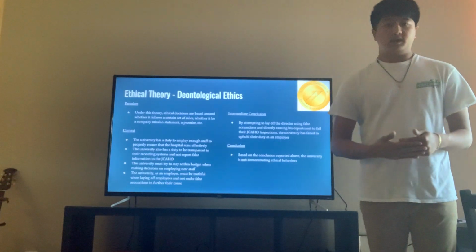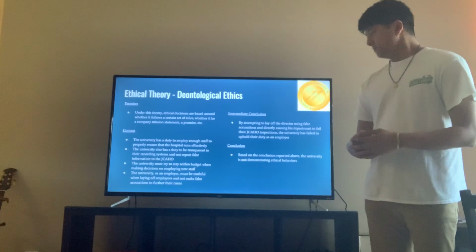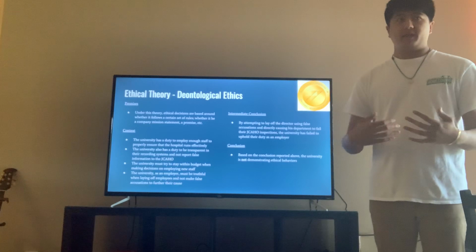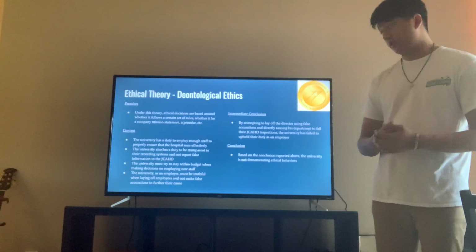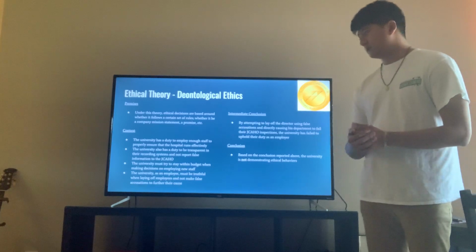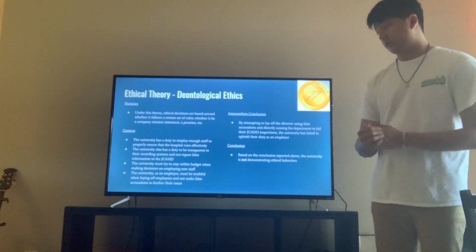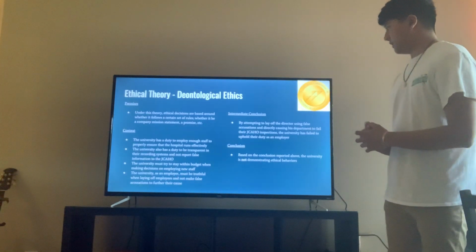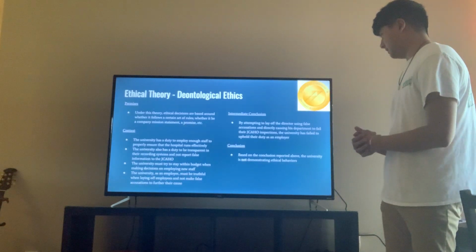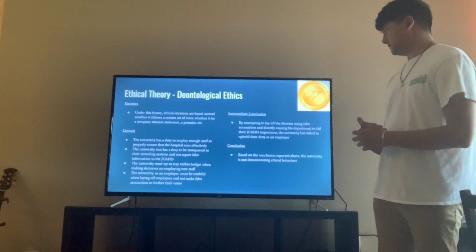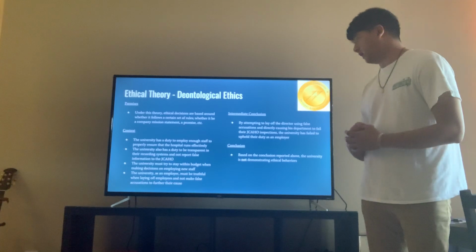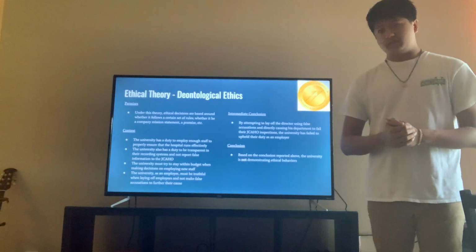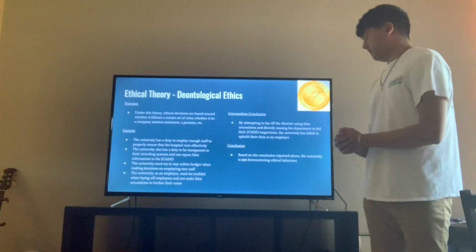The university also has a duty to stay within budget. So if they go over, then they end up having to cut money from other programs. And then the university also has a duty as an employer to the director to not ask him to resign for false reasons. The intermediate conclusion that I came up with states that by attempting to lay off the director using false accusations and directly causing his department to fail their JCAHO inspections, the university has failed to uphold their duty as an employer, and by deontological ethics, that shows that they were unethical.